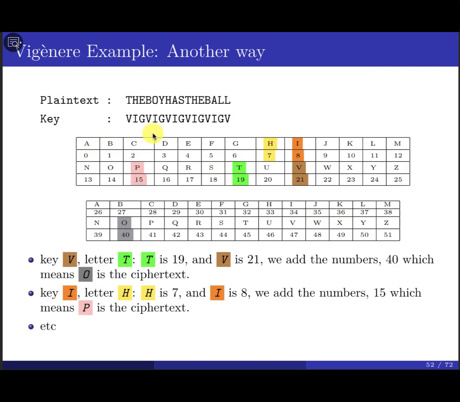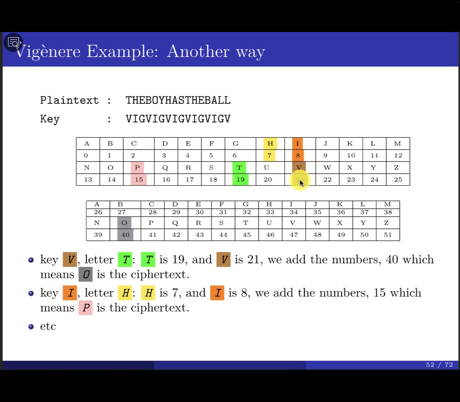This is another idea. You have A to Z, and then after that you repeat A to Z and count from 0 up to 25. It's a mapping, just a way to map from A to Z. I'm going to use 0 up to 25, then the second row is going to be 26 up to 51. You can use, for example, encryption of V with the letter T. V is going to be 21, and T is going to be 19.